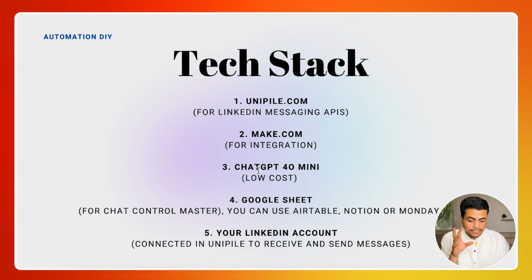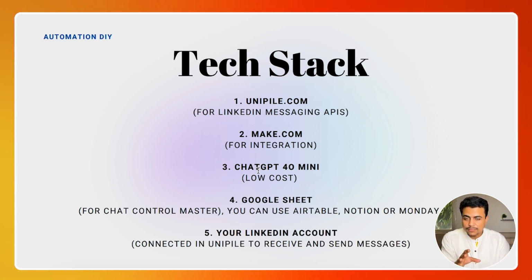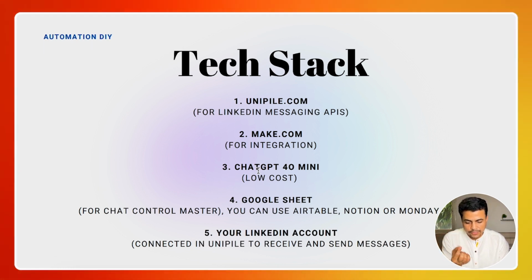Here we'll use ChatGPT 4o Mini, which is a low-cost model. About 1 million tokens can be purchased for just $0.15. So it's super cheap. And then we are using Google Sheet.